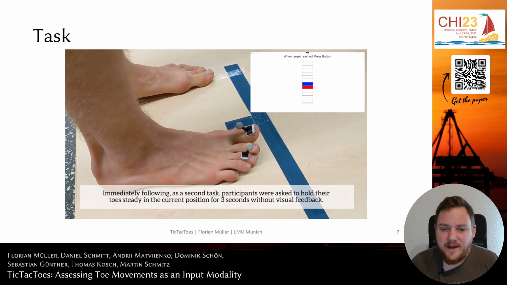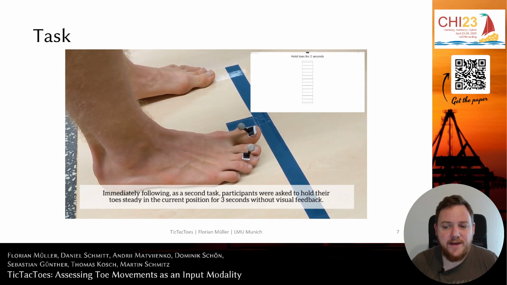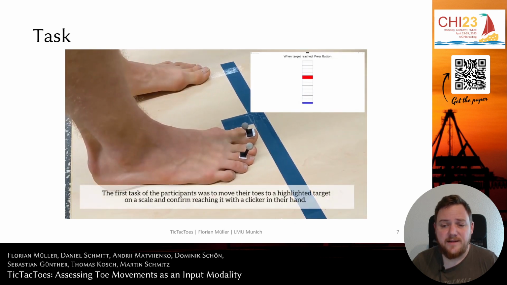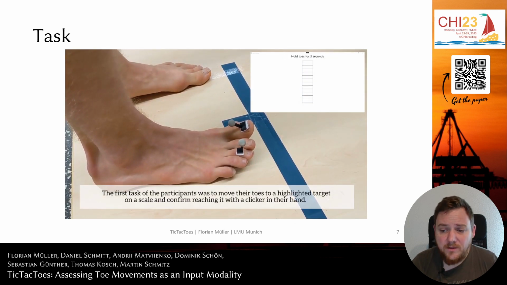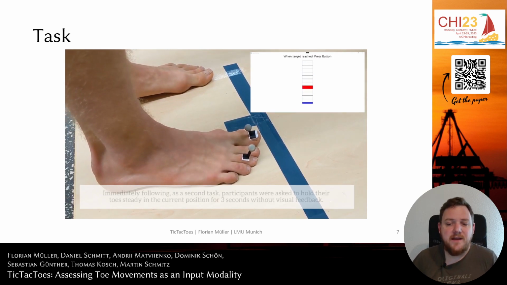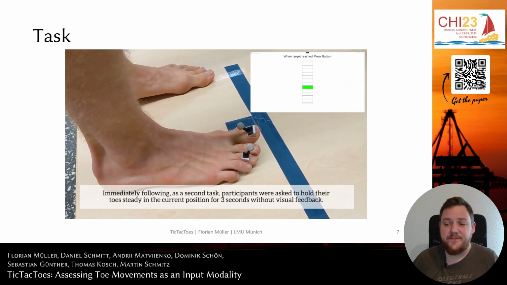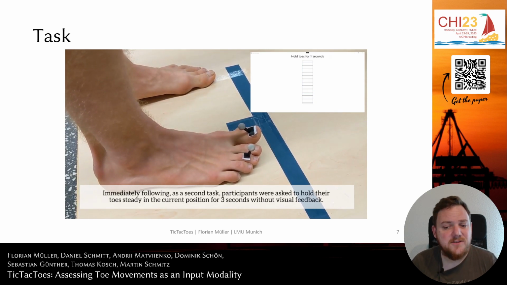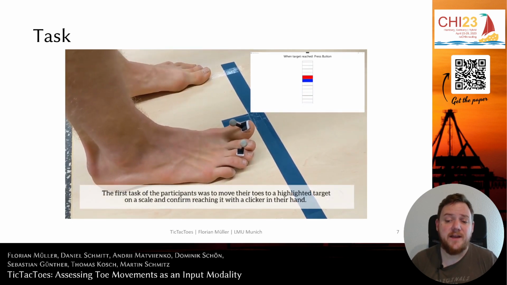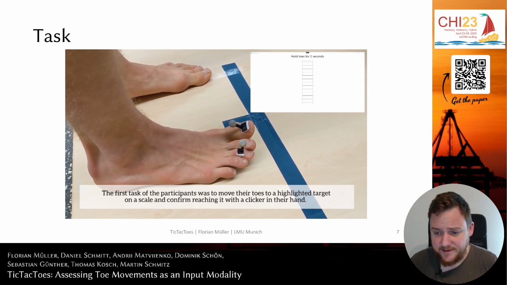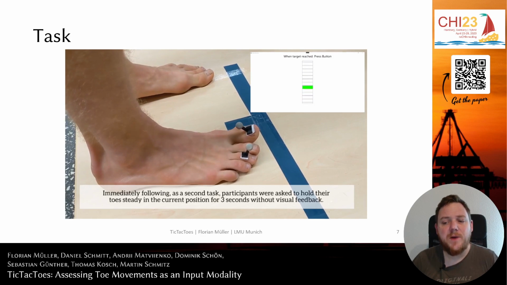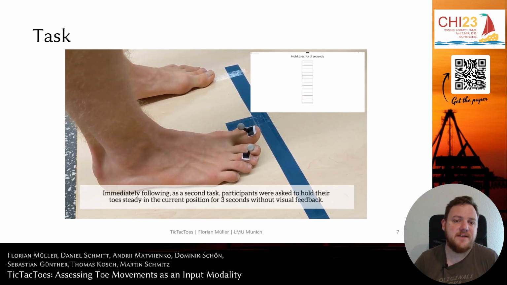And then one of the targets was highlighted in red, and the participant's first task was to move their toe to the highlighted field. You can see that the current position was highlighted in blue, and once participants reached the target, their task was to press a button that they had held in their hand. Directly after the click, you can see that the system removed all highlighting, and the participant's second task was to hold their toe steady for 3 seconds. And this is something that could be used for selection in a later system, similar to dwell-based selection in a gaze-based interaction technique.